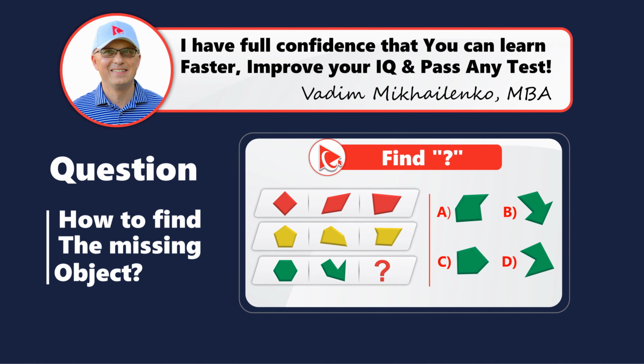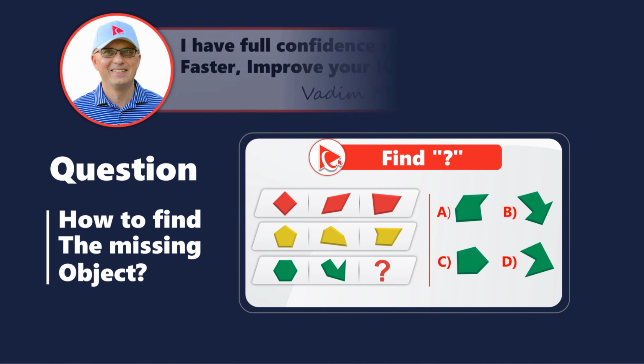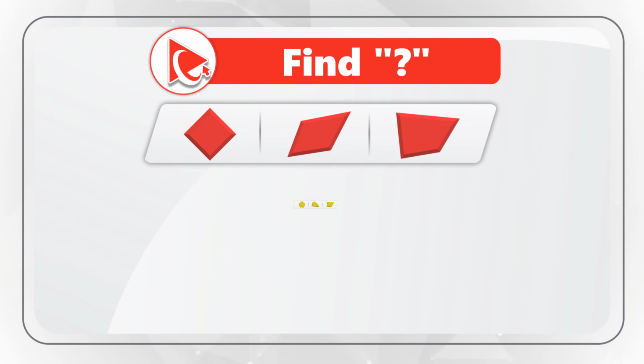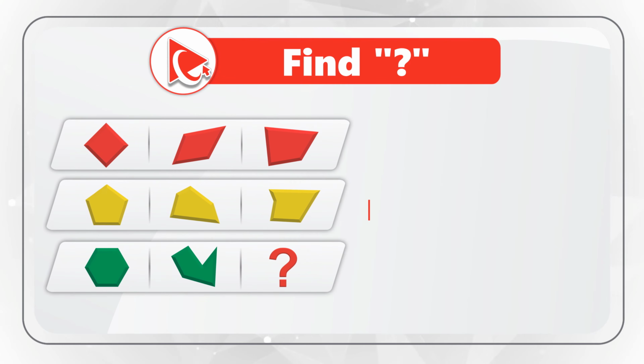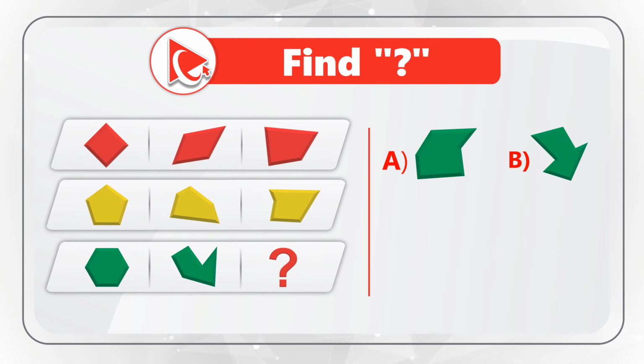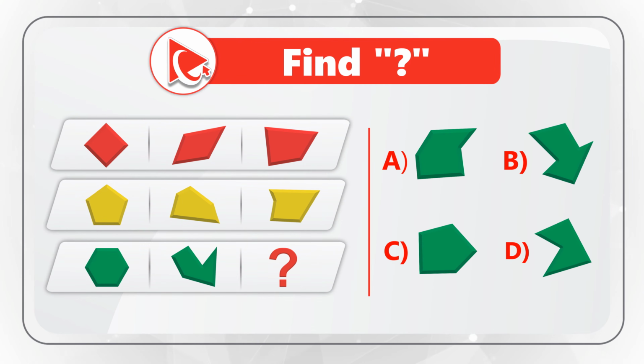Here's another tricky problem which tests your critical thinking and analytical skills. You're presented with 8 objects, and object number 9 is missing. You need to find the pattern and select the 9th object out of 4 possible choices. Choices A, B, C, and D. Take a close look to see if you can come up with the answer.